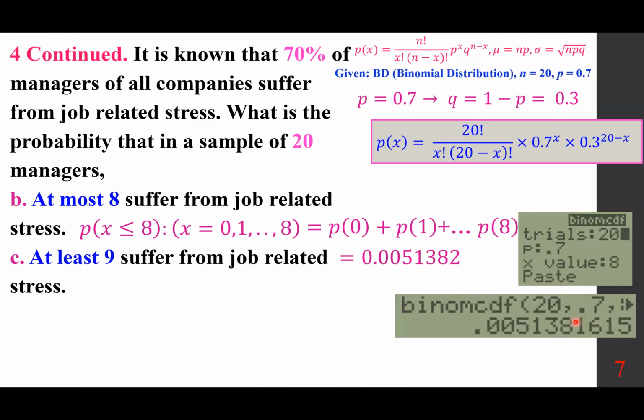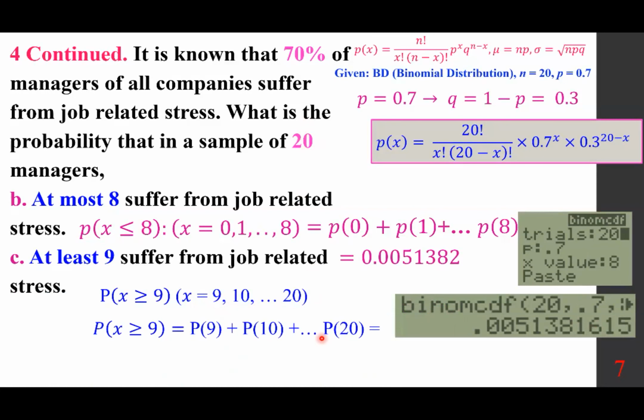At least 9 suffer from job-related stress. So that means probability of x larger than or equal to 9. That means probability of x equals 9, 10, all the way to n. Whatever n is, n happened to be 20, but for the sake of argument, even if it's 200, you go all the way there.